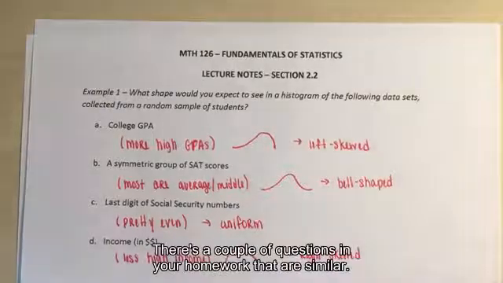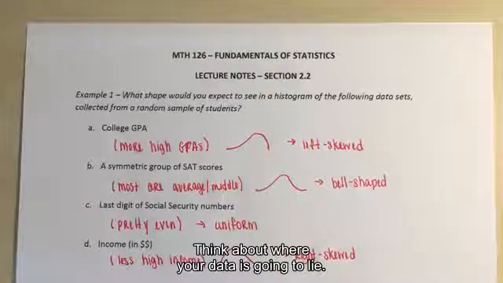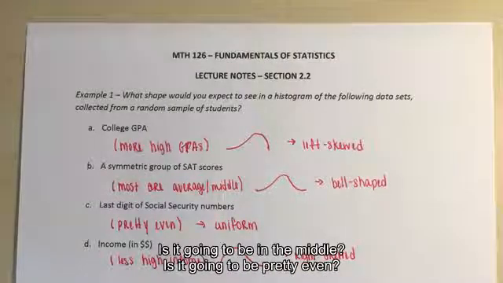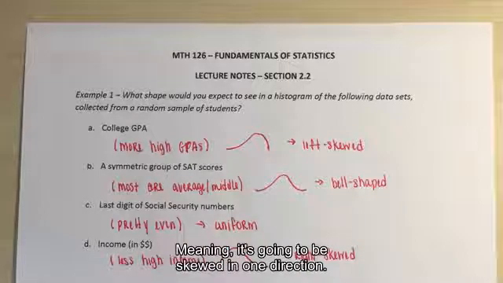Right, there are a couple of questions in your homework that are kind of similar. Think about where your data is going to lie. Is it going to be in the middle? Is it going to be pretty even? Or are we going to have more high values or more low values, meaning it's going to be skewed in one direction?